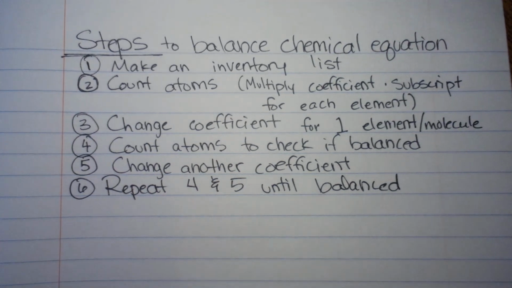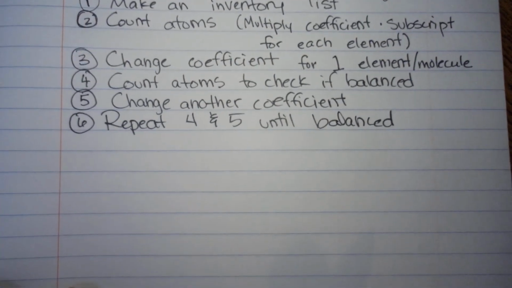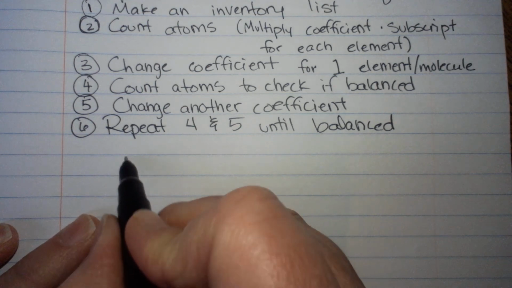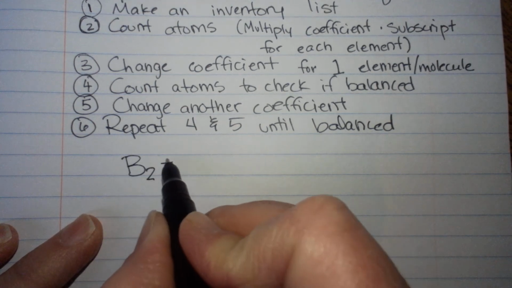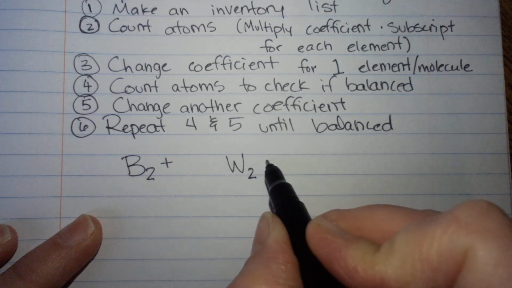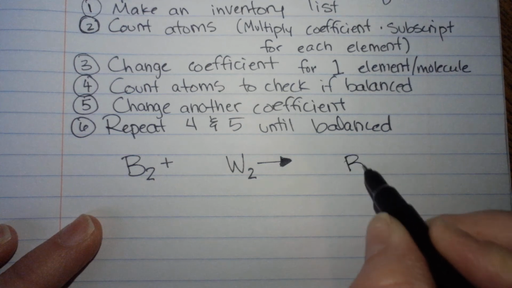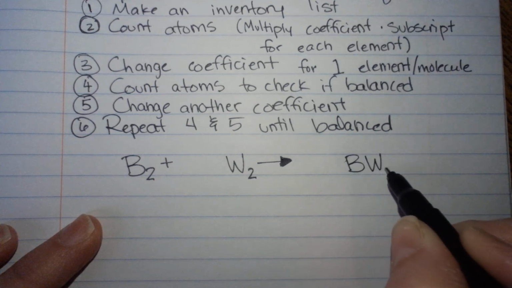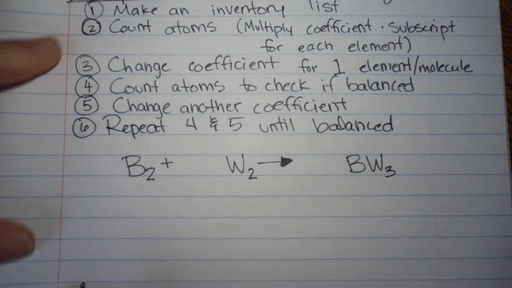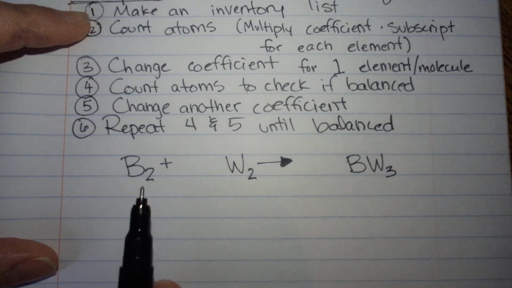Alright, so let's do an example. If I give you B2 plus W2 yields BW3, we're not talking about chicken here. Alright, what do we gotta do? We'll first make an inventory list. So, alright, what elements do I have?